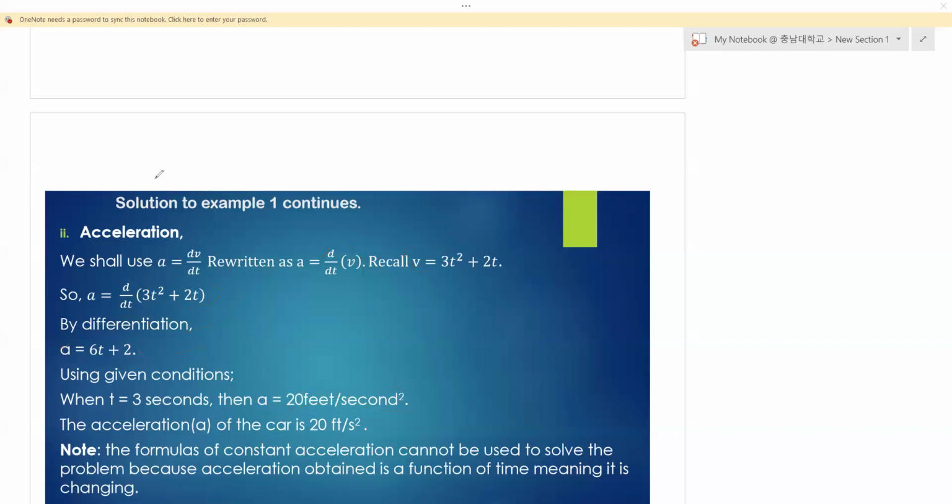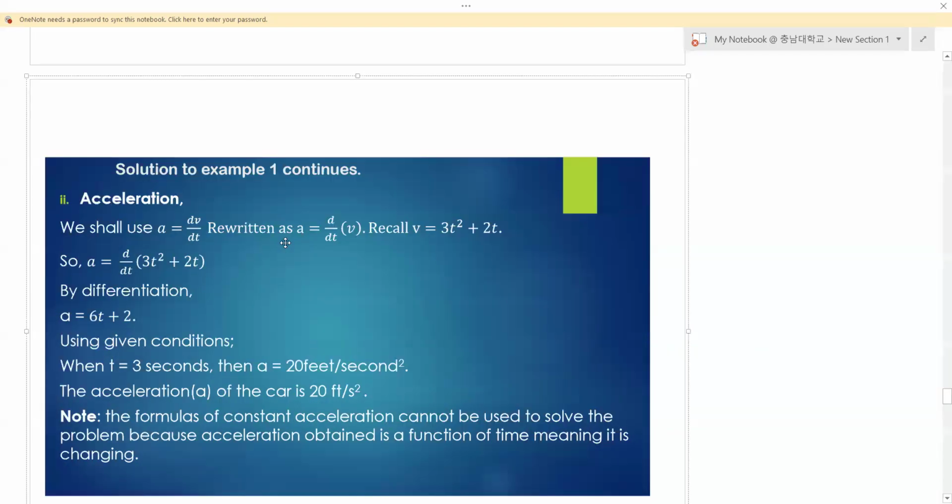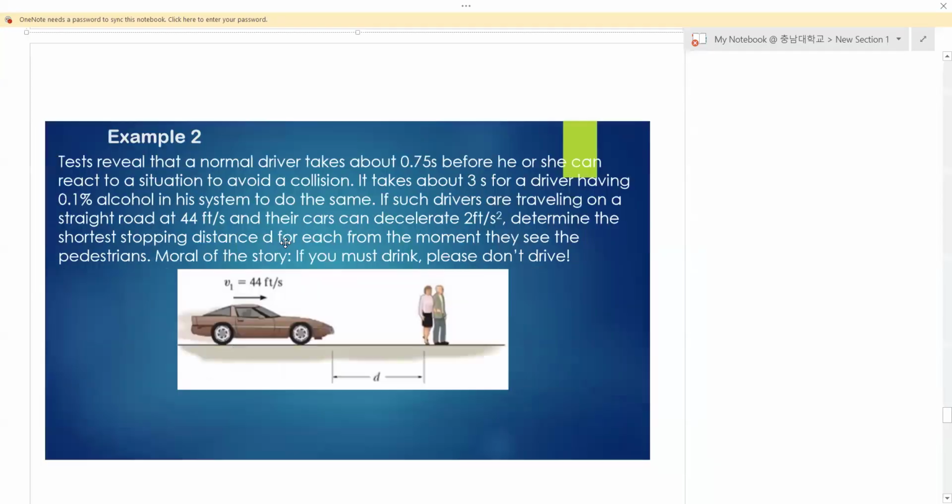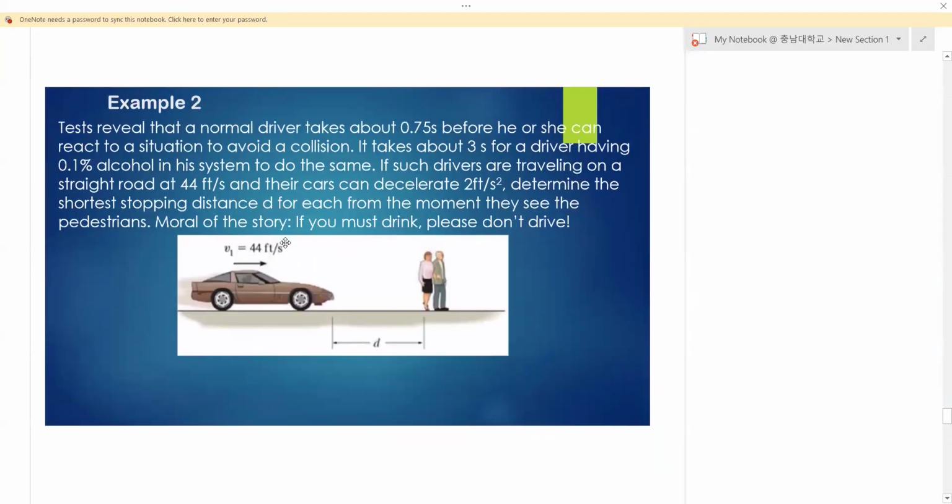So now, let's continue with another example. Okay, let's look at example 2. Maybe we shall apply some constant acceleration. Example 2 says that tests revealed that a normal driver takes about 0.75 seconds before he or she can react to a situation to avoid a collision. So it takes about 3 seconds for a driver having 0.1% alcohol in his system to do the same.